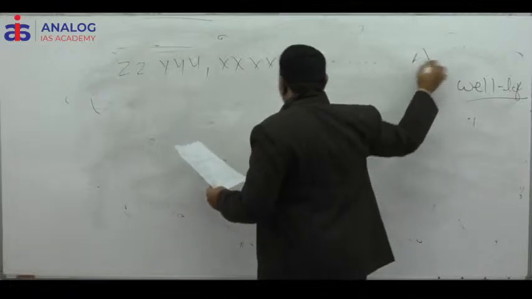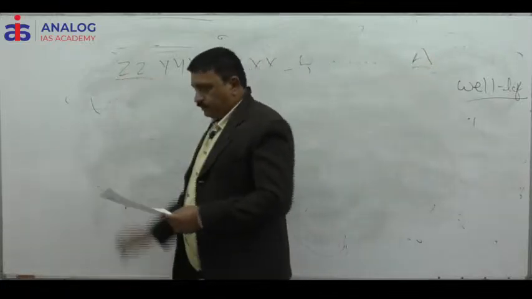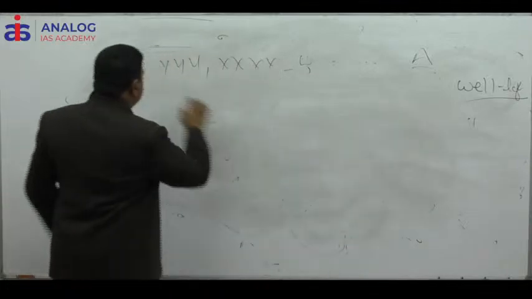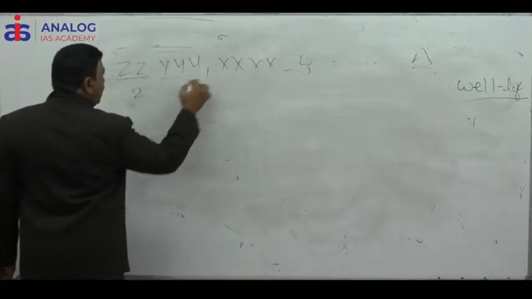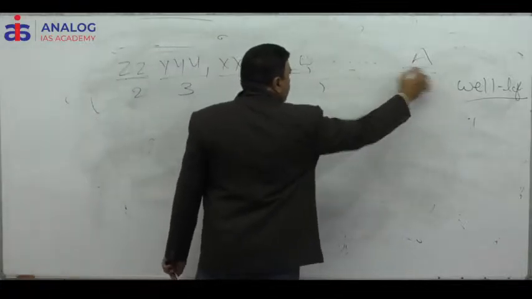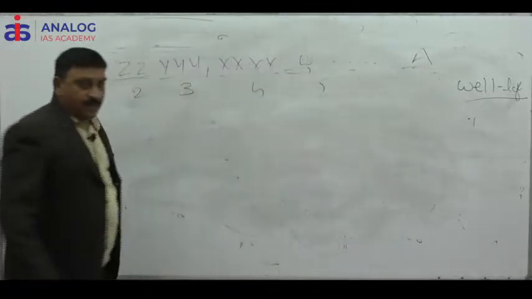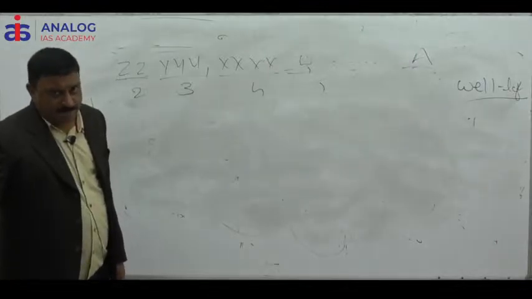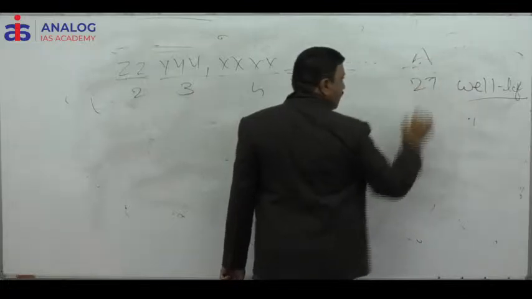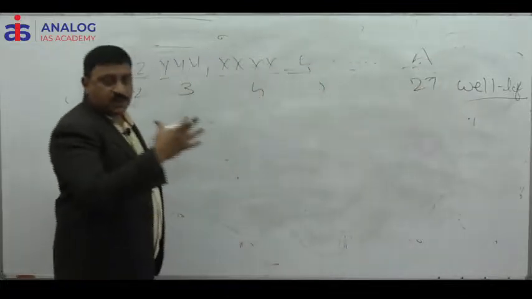That means A has come how many times? Z has come 2 times, Y 3 times, X 4 times, W 5 times. So 27 or 26? 27, right? That is 27 times A has come. These many terms are there.